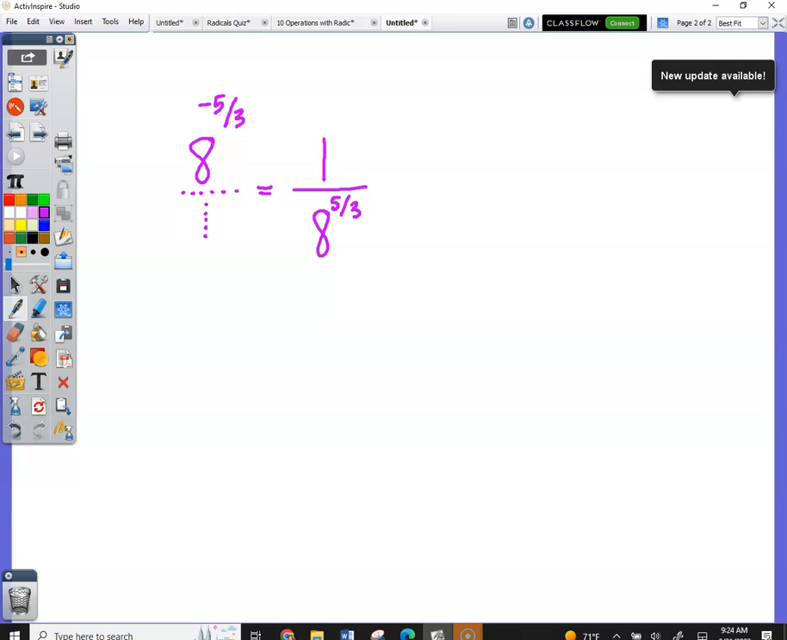The negative, when it's in an exponent's position, is not actually negative. It means movement. So once you move it, then you drop that negative sign because now you've moved it. You've rewritten it using the rule of exponents. Okay, so that needs to be rewritten.